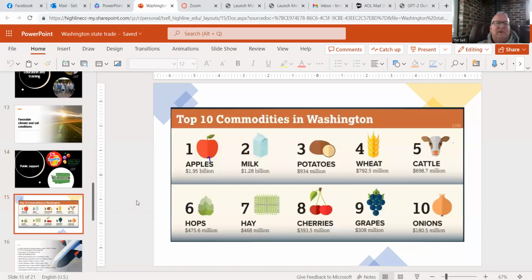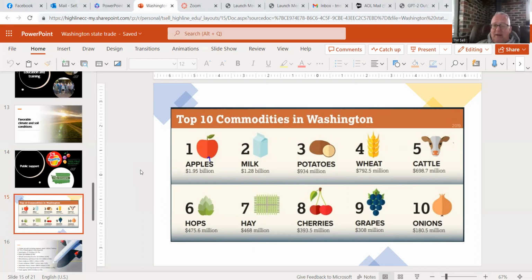Now, what do we actually do here in Washington state? Well, I got a couple of different lists here, and we'll kind of wade through them as a way of getting a clearer picture of what we do produce that gets exported from Washington state. Commodities, crops. Apples is number one, milk and dairy, number two, potatoes, wheat, cattle, hops, which go to make beer, hay, cherries, grapes, and onions. Walla Walla Sweets, pretty good stuff.